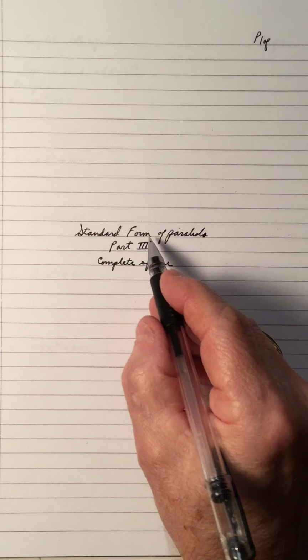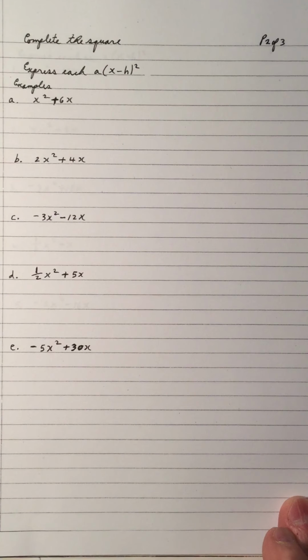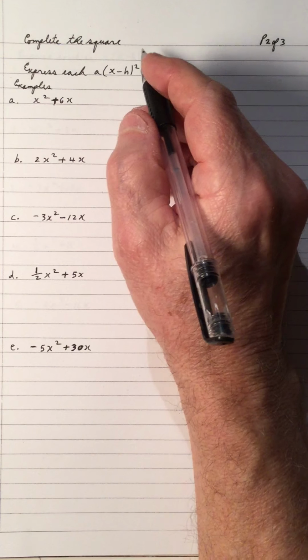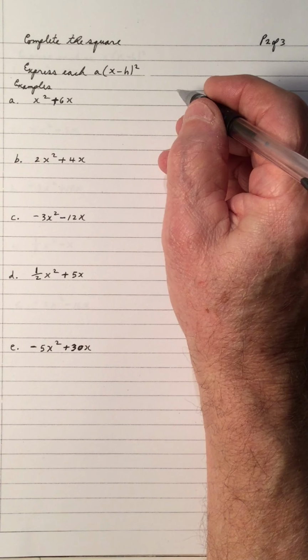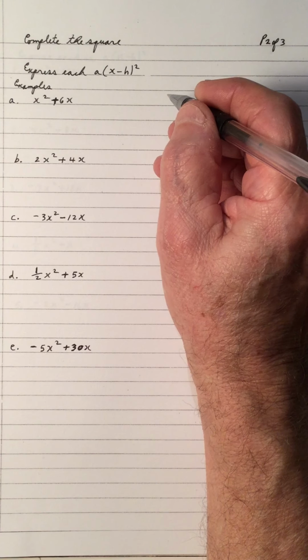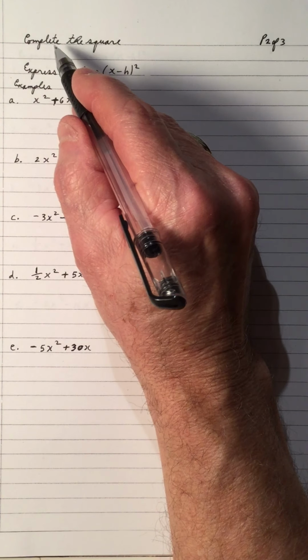Hi, welcome to a video on the standard form of parabola part 3, completing the square. We did this earlier when we solved quadratics by completing the square, but we're going to also need this when we want to write an equation in vertex form. So let's do some examples.